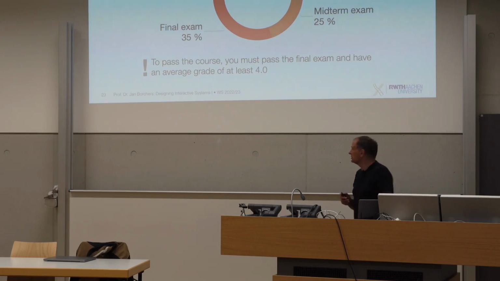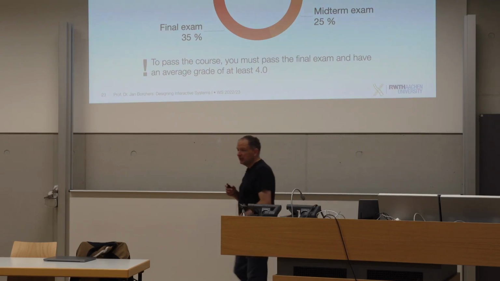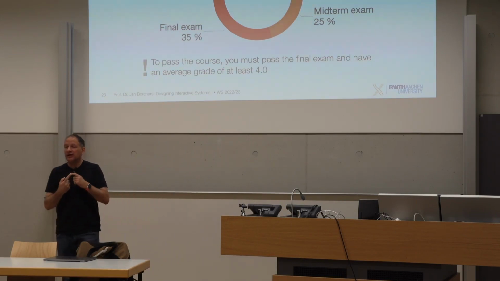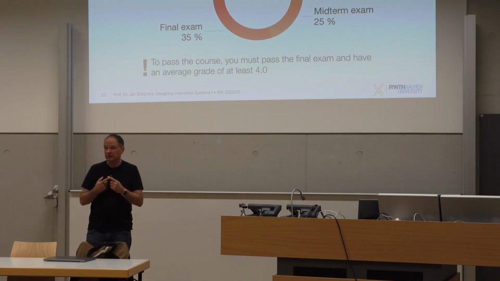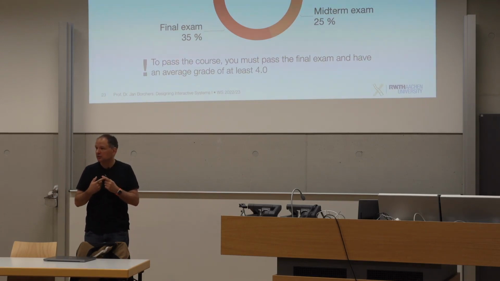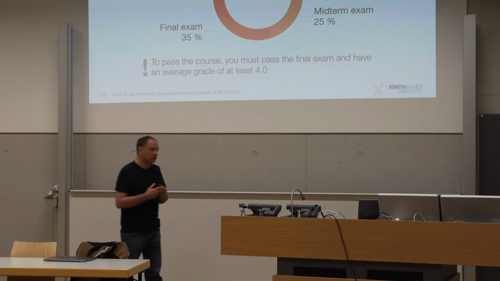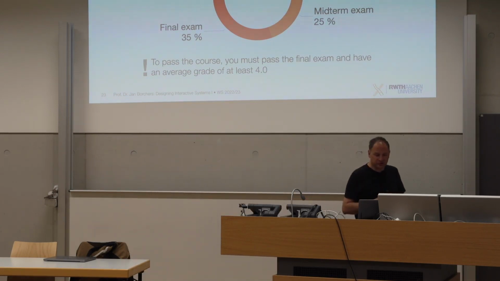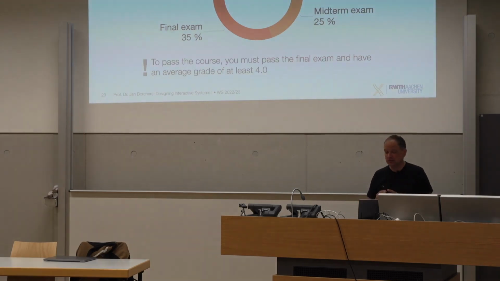To pass the course, I should say this very clearly. You have to fulfill two things. You have to have a 4.0 in the final exam, so you need to pass the final. And you also need to have an average grade that is a passing grade for all of this. So two conditions here that are linked with an "and." Both of these things need to be true for you to pass the class.